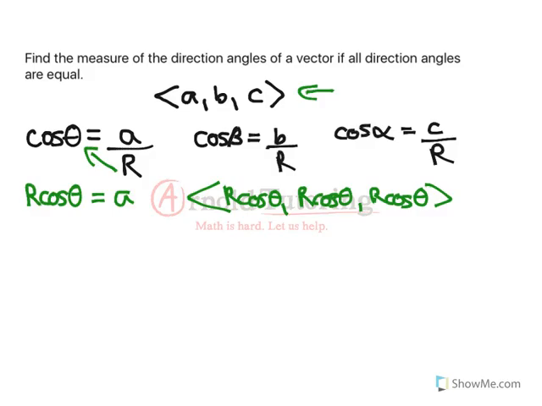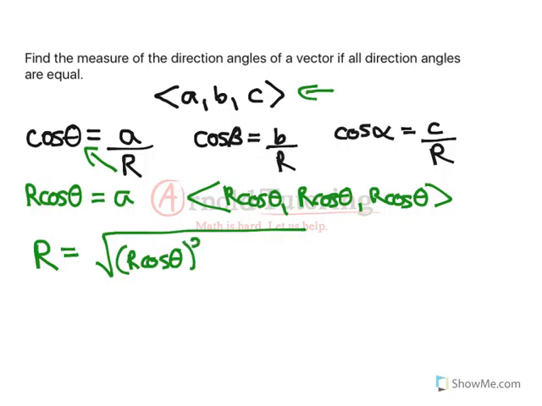Now let's find the magnitude of this vector. So remember, we've already named the magnitude capital R. So let's find r again by using our magnitude formula, which is the square root of all of the components squared. So it's r cos theta squared plus r cos theta squared plus r cos theta squared. Again, this part's kind of confusing because we basically use the magnitude in two different places, right? We've used it as the denominator for the direction angle, but also in the magnitude formula.